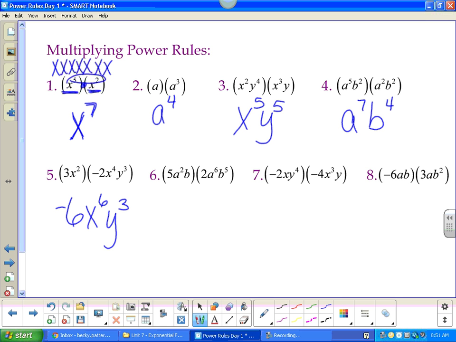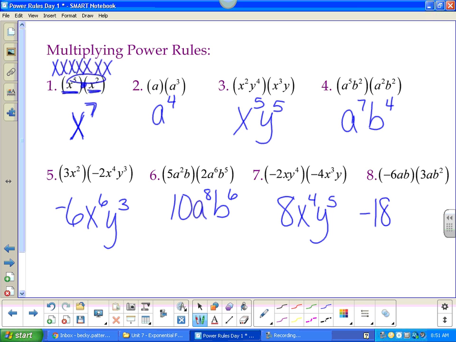So number 6, I'm going to multiply 5 times 2 and get 10. And then this would be a to the 8th and b to the 6th. Number 7, I'm going to multiply and I'm going to get a positive 8. X to the 4th, y to the 5th. And number 8, -6 times 3 is a -18. A to the 2nd and b to the 3rd.